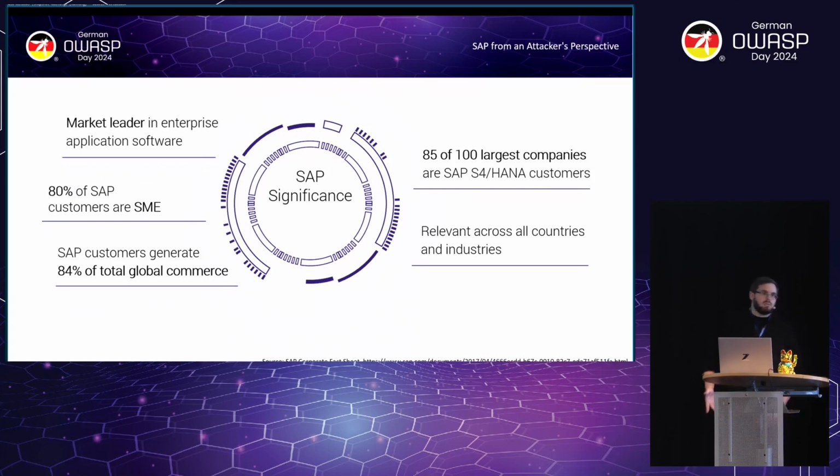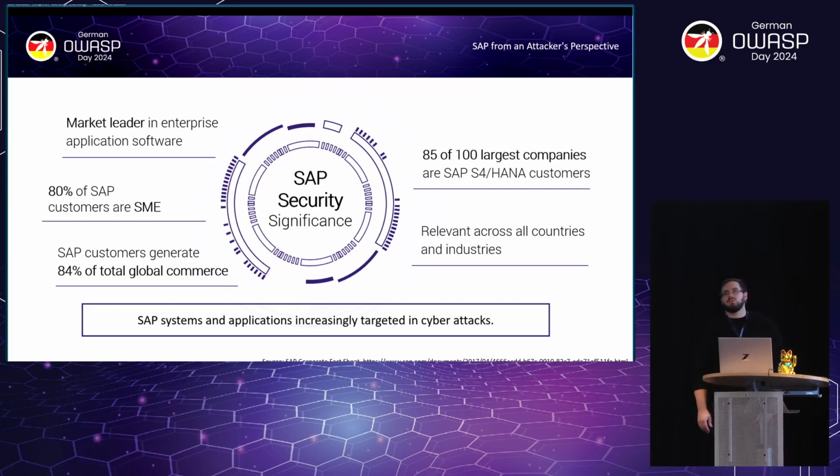But at the same time, the majority, 80% of the customers of SAP, are also small and medium enterprises. So in that sense, there's really a cross-cutting concern where SAP is in use. And in total, it sums up to 84% of total global commerce. So quite a number we're talking about. And with that, of course, also comes the significance for securing SAP systems. Because that's usually also where the crown jewels of the company are located, and attackers know, of course. So increasingly, we see that SAP systems and applications are also targeted in cyber attacks. So securing it really becomes highly significant.